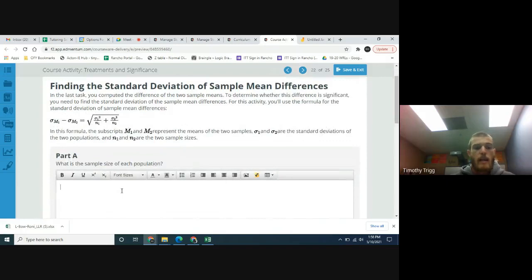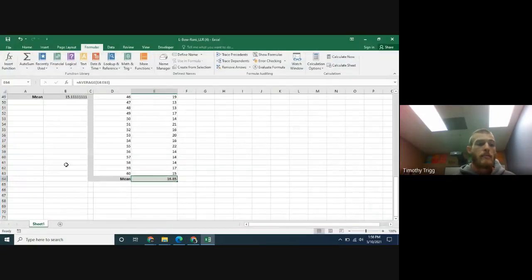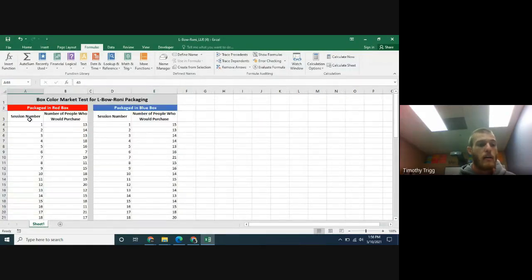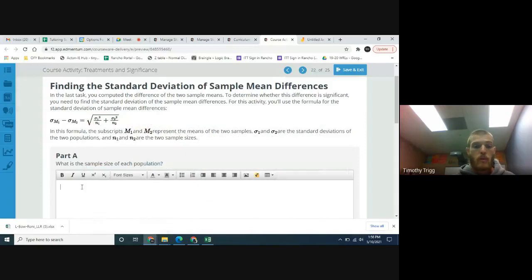What is the sample size for each population? So the sample size for the red box, if we go back here, was 45, right? Because there were 45 different sessions. So the sample size for the red box was 45. Now, I want you to also write what the sample size for the blue box is, and that should be 60.